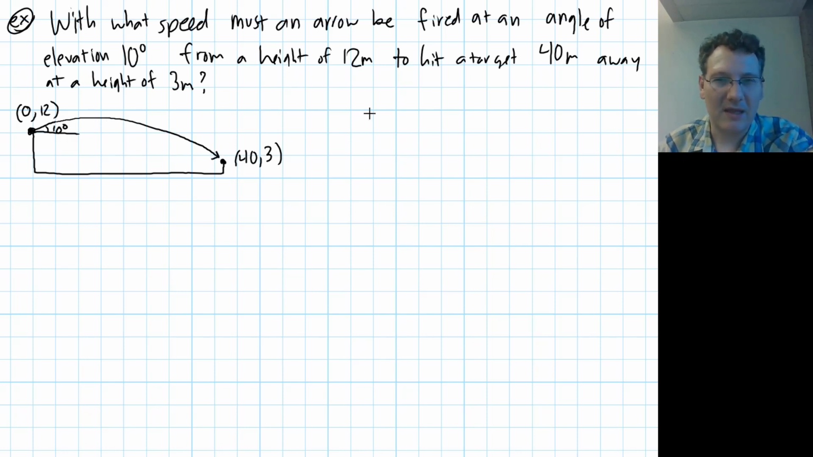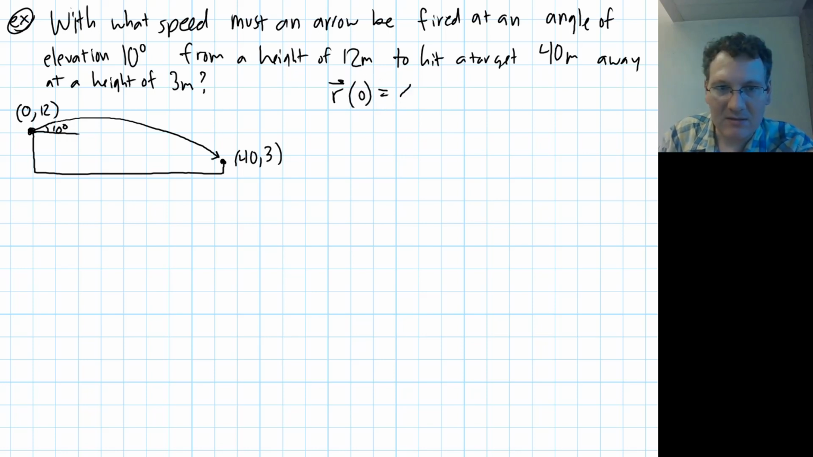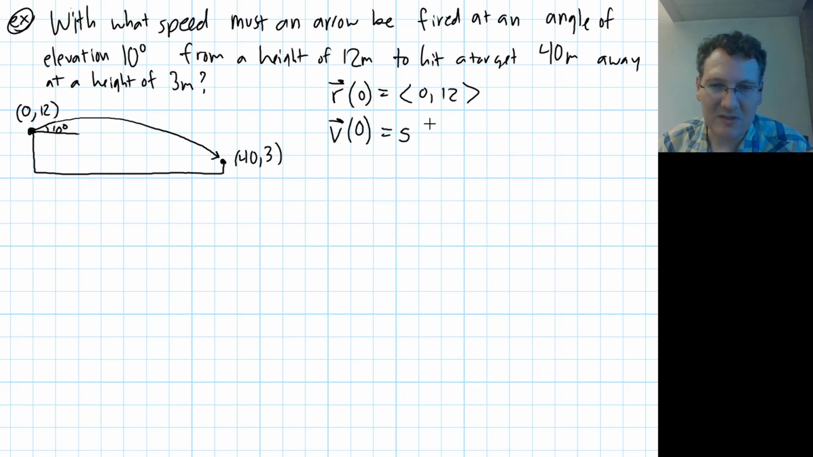Okay. So again, we can say a few things. Let's put the starting position. The r at time 0 is 0, 12. The starting velocity is, I'm going to put it as some unknown speed times the vector cosine 10, sine 10.